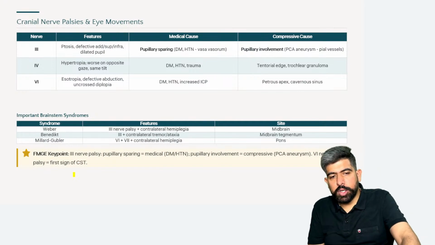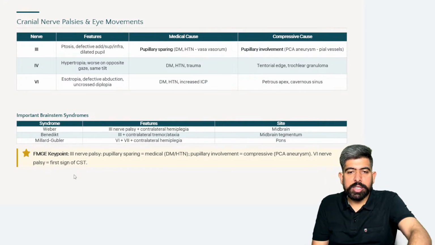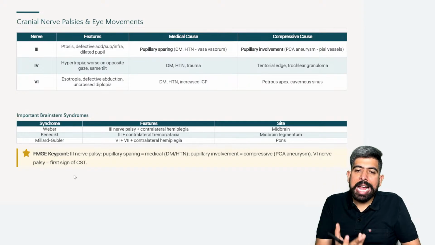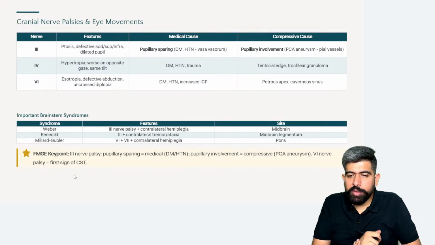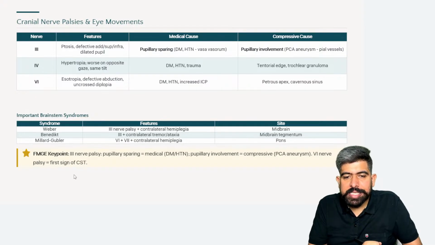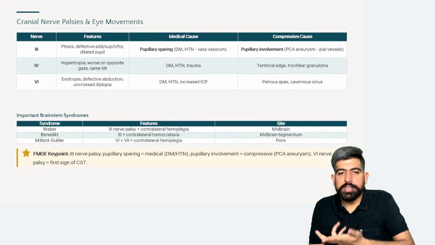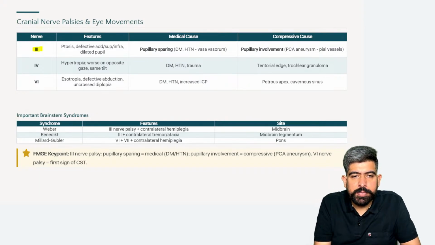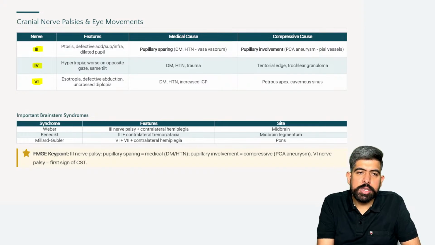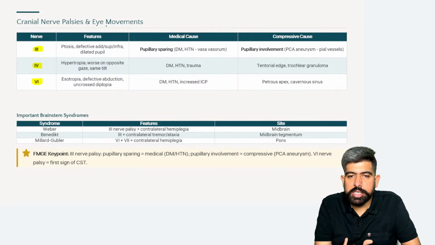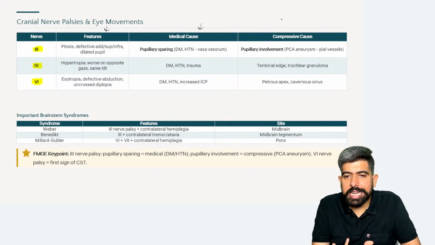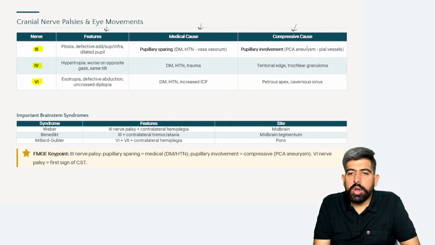Okay. Now, not only this, in neuro-ophthalmology we also have the nerve palsies, right? In nerve palsies, we have three nerves importantly: the third nerve, cranial nerve number three, cranial nerve number four, and cranial nerve number six. The palsies of these have some features, what are the medical causes, and what can be the compressive causes in this condition. So just look into it.